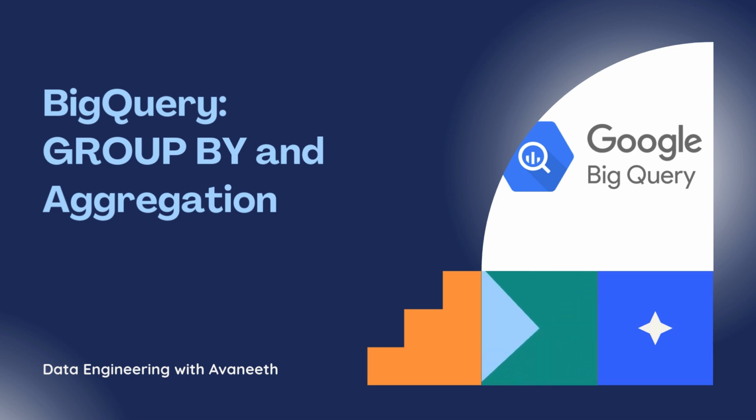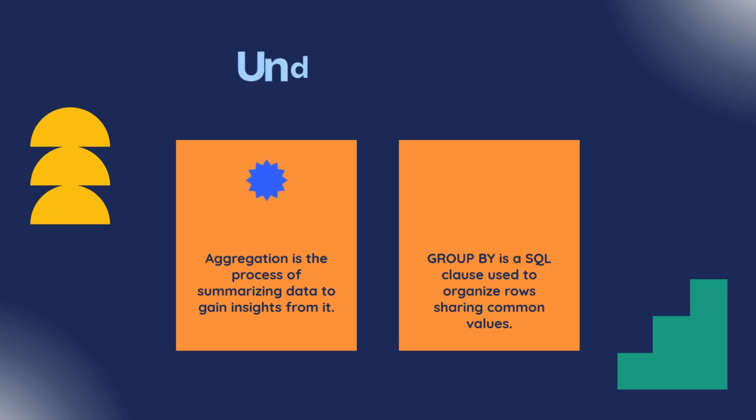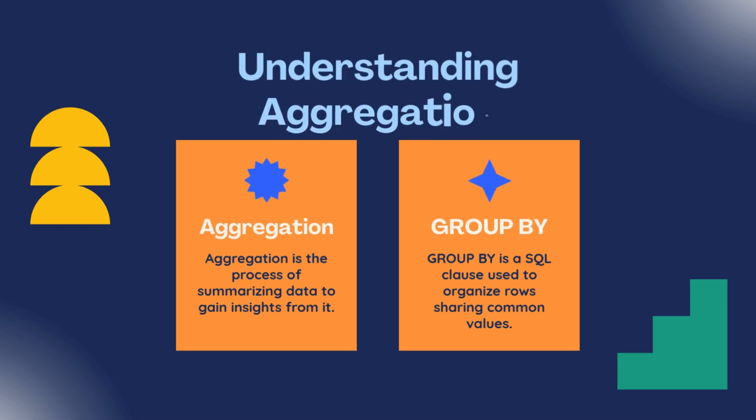Before we jump into examples, let's quickly understand what we mean by aggregation and grouping. Aggregation functions are functions like sum, avg, count, min, and max that allow us to perform calculations on multiple rows of data and return a single summarized value. The group by clause is used to group rows that have the same values in specified columns, so we can apply these aggregation functions to each group rather than the entire table.